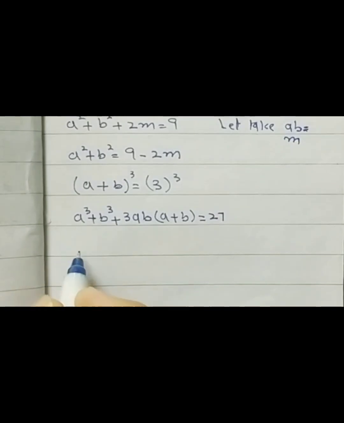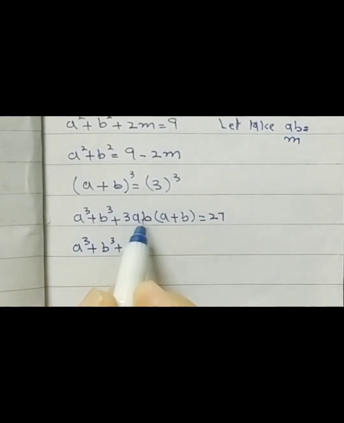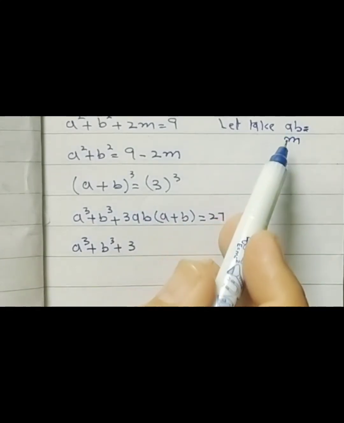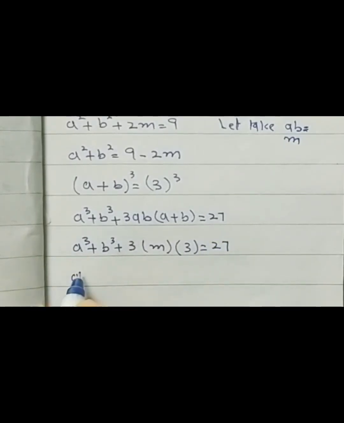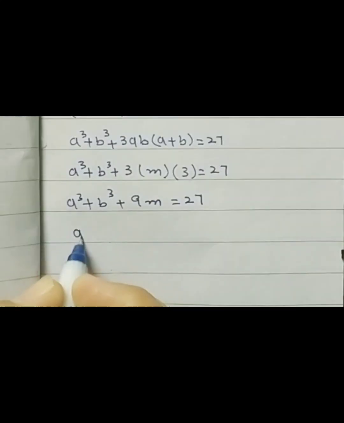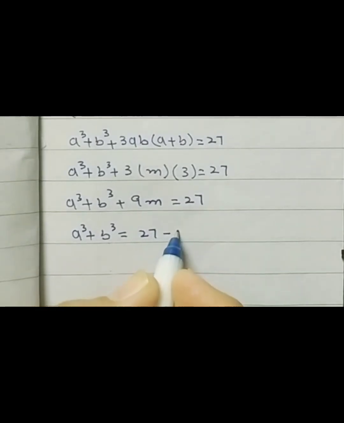So now we have a cube plus b cube plus 3. Instead of ab we will write here m once again. So it will be m, and a plus b as we know is equal to 3. So here substituting that value in our equation, now we have a cube plus b cube plus 9m, 3 times m. So 9m is equal to 27. Or we can write as a cube plus b cube is equal to 27 minus 9m.